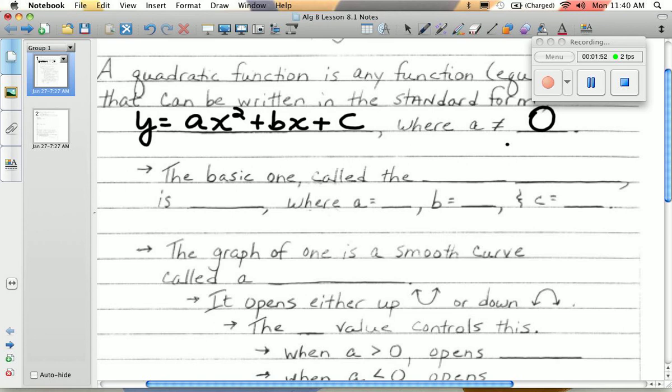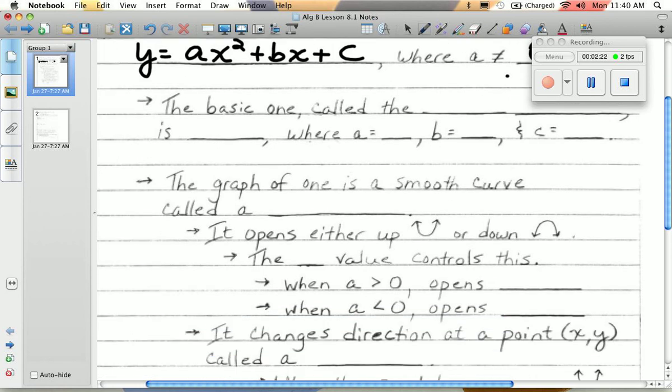No, because notice if b is equal to 0, then we'd only have two terms, the ax squared and the c term, so we just have a binomial instead of a trinomial. Or if c was equal to 0, then we'd only have two terms, and we'd still have a quadratic binomial. But if both b and c were equal to 0, then we'd still have the ax squared term, one term left, and it would be a quadratic monomial. So we can have b and or c equal to 0, we just can't have a equal to 0.